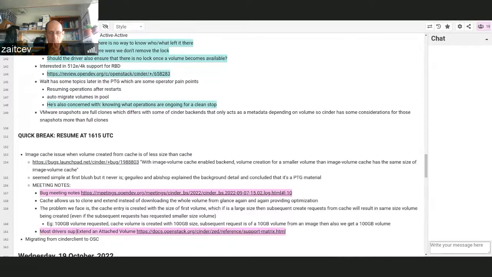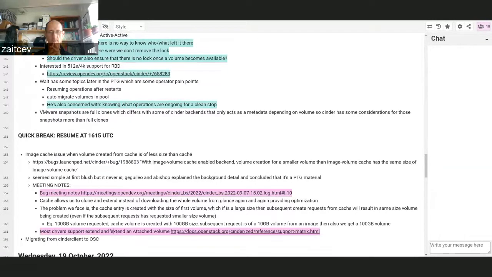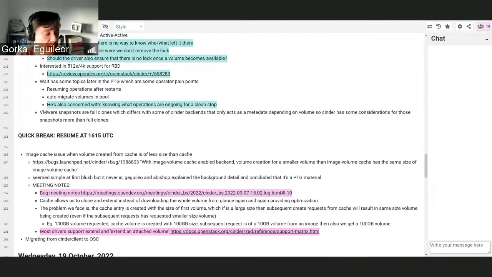Because sometimes the clone operation is basically the copy on write. Yeah, that's what I was hoping for. But if you extend it, then I don't know how that works. For example, for RBD, it's copy on write. You extend, it's not a problem. It doesn't mean anything.